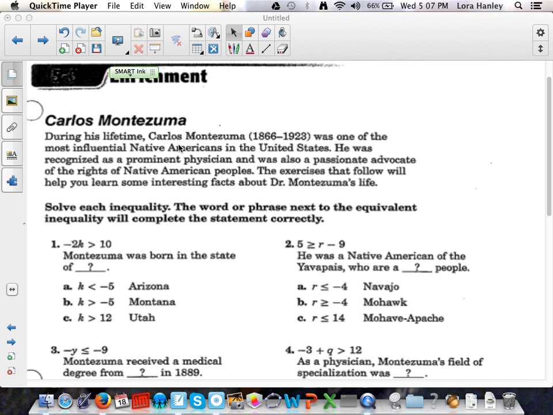So the first thing to remember is that when we do inequalities, there were a few rules. Essentially, solving an inequality is the same as solving an equation. You're always trying to do the opposite to isolate the variable. We do have to remember that when you multiply or divide by a negative, you always have to flip or switch your inequality sign.